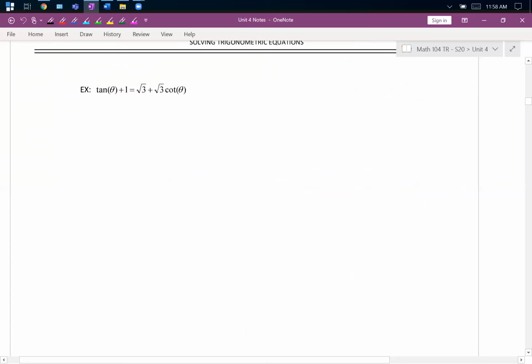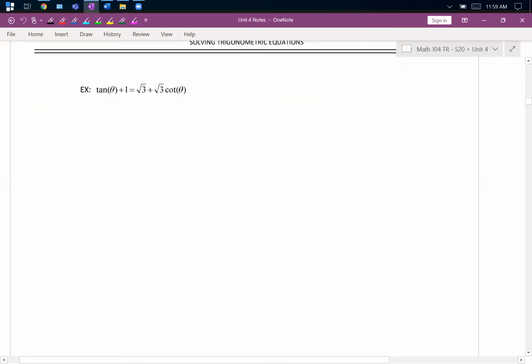Oh, right away, I see that I have two different trig functions, and that is not my preference, right? We always want to get it in terms of the same trig function. And I'm trying to think of some kind of identity that relates tangent and cotangent. My first gut is to think of a Pythagorean identity, but the Pythagorean identity that involves tangent has secant with it. So I can't use a Pythagorean identity here. Are there any other identities that you know that relate tangent and cotangent?